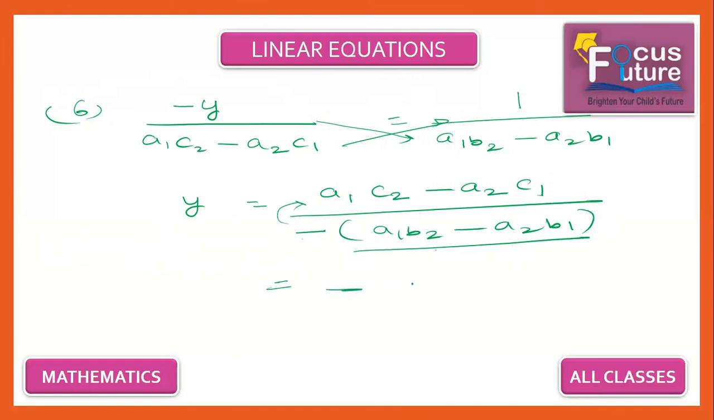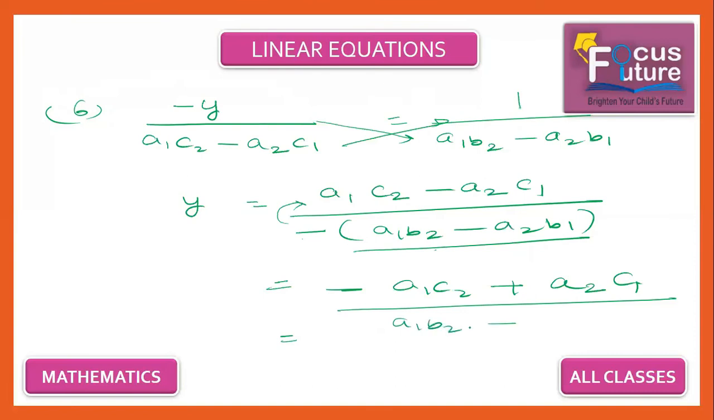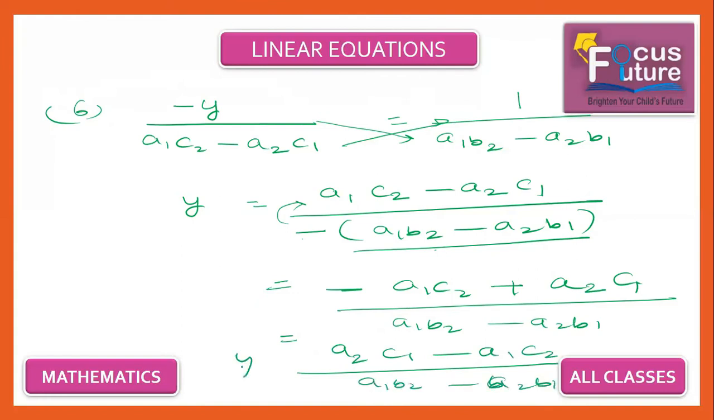So minus a1 c2 plus, if you take minus inside, it would be minus a1 c2 plus a2 c1, divided by a1 b2 minus a2 b1. So this would be a2 c1 minus a1 c2 divided by a1 b2 minus a2 b1. This would be y. So the value of y is this.